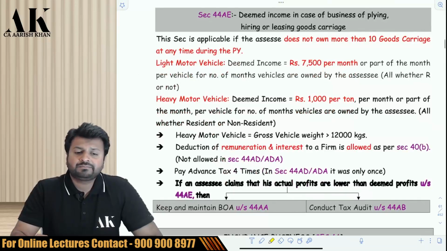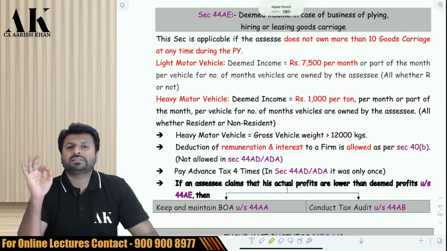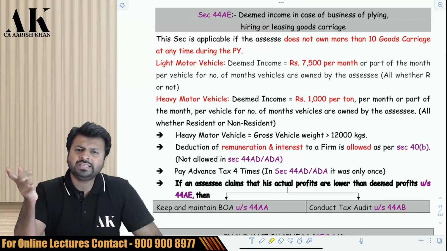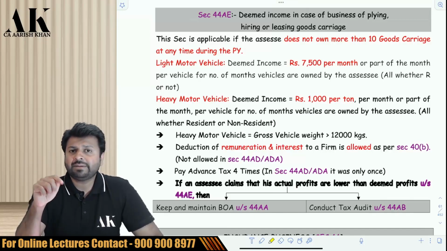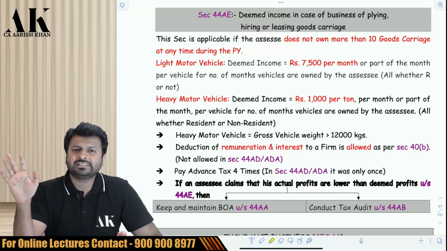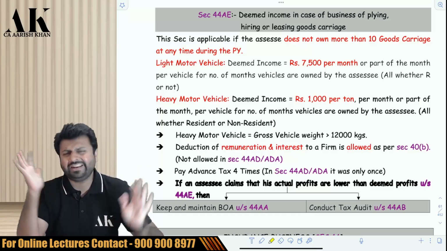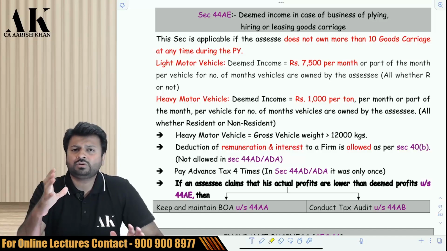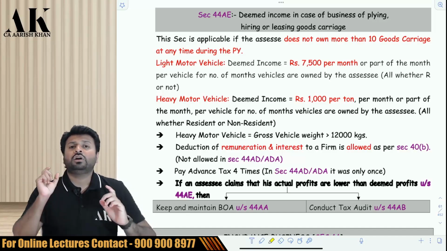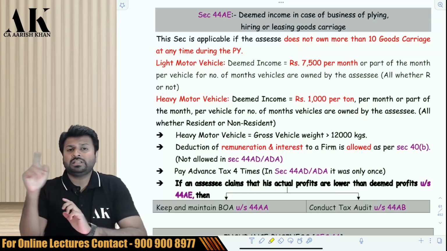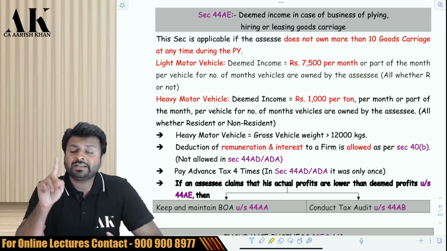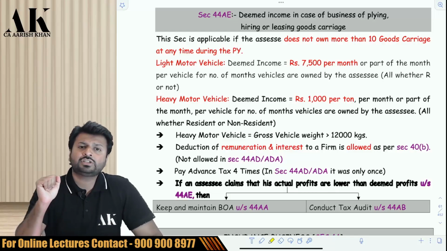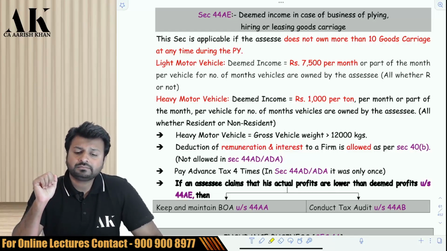Then 44AE, the third one. This is applicable to assessees who are engaged in plying or hiring goods carriage or leasing goods carriage. Now, this section is applicable to all kinds of assessee, resident, non-resident, individual, HUF, company, firm, AOP, BOI, everyone. Everyone is covered. But one of the conditions of this section is this is only available to small assessee. Small assessee means who does not own more than 10 goods carriage at any time during the previous year. You should not own more than 10 goods carriage even for a single moment in the entire year. Then only this section is applicable. Otherwise, this section is not applicable to you.